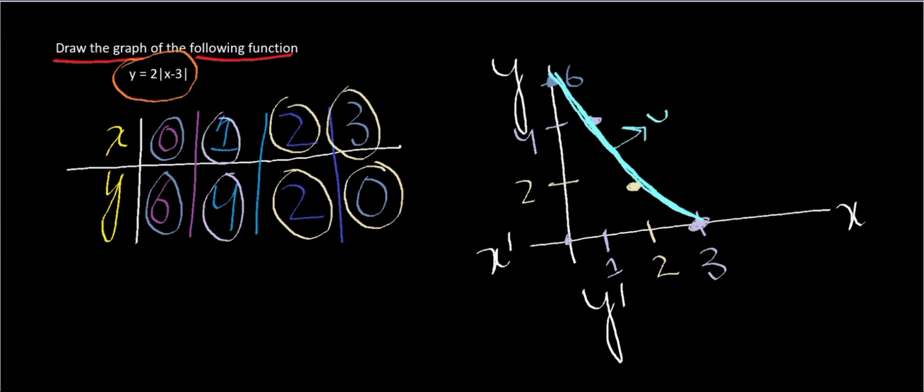This graph will never dip down to the negative axis of y, because this is a modulus function, and in a modulus function the range, which is y, is always positive.